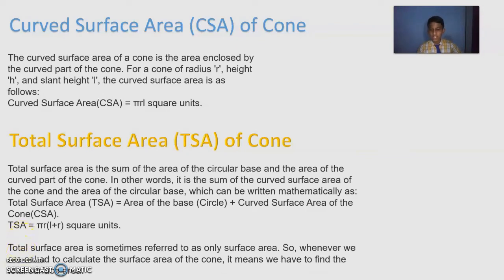Total surface area is sometimes referred to as only surface area. So whenever we are asked to calculate the surface area of the cone, it means we have to find the total surface area of the cone.